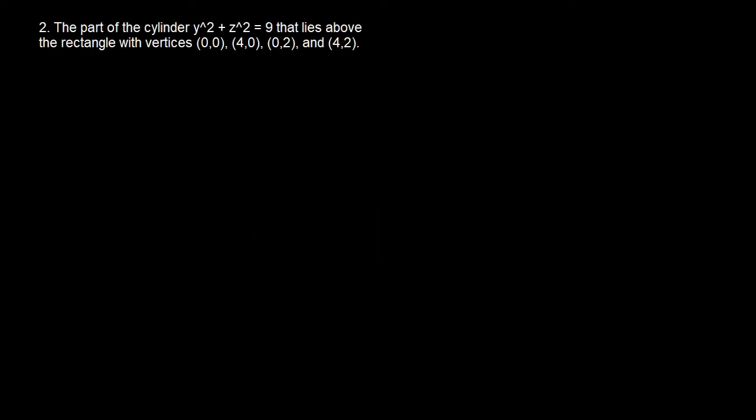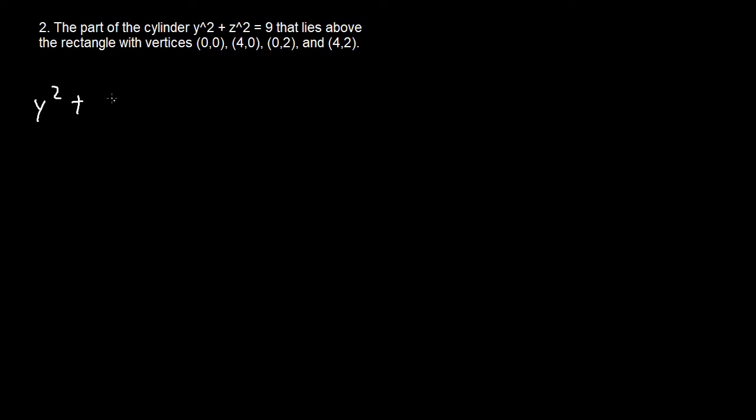So now for number 2, let's go ahead and find the surface area for the part of the cylinder y squared plus z squared equals 9 that lies above the rectangle with vertices 0, 0, 4, 0, 0, 2, and 4, 2. Now notice that our given function is going to be the equation of the cylinder, y squared plus z squared equals 9. So if I go ahead and rewrite that.